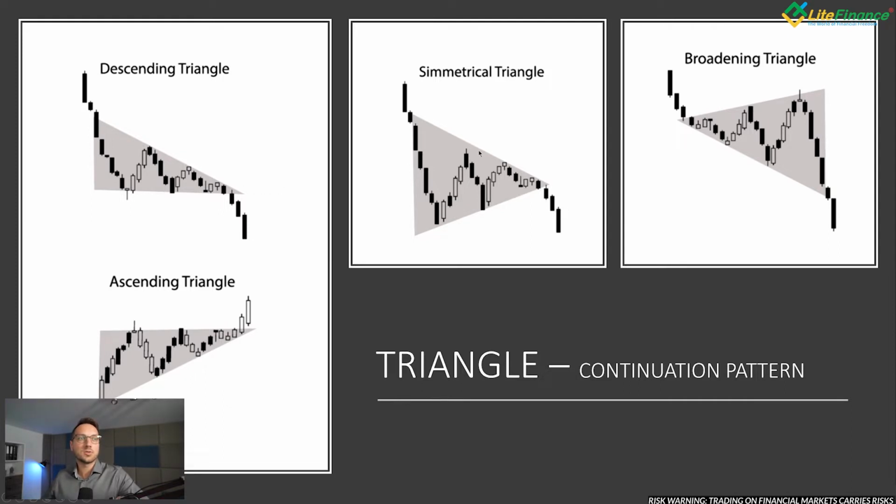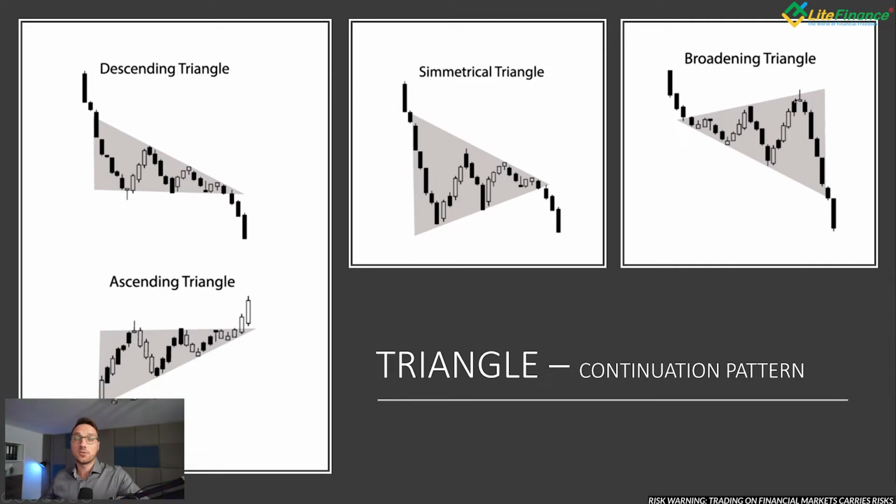The symmetrical triangle is a little bit different. It can occur when we have a move to the downside, the triangle being formed by the particular price move, and it can occur from the opposite side as well, when we have a move to the upside and the movement is just reversed.